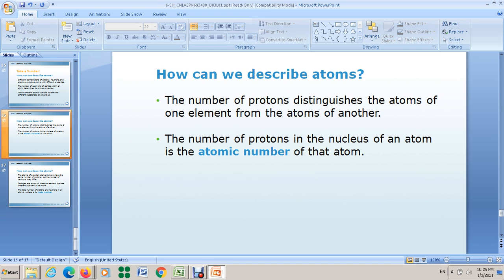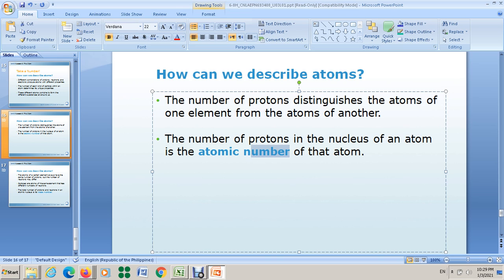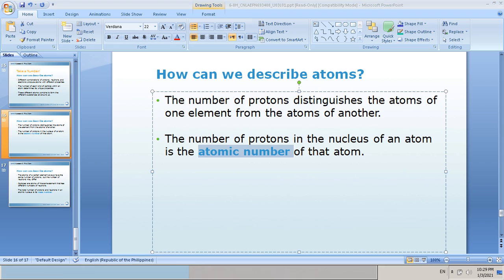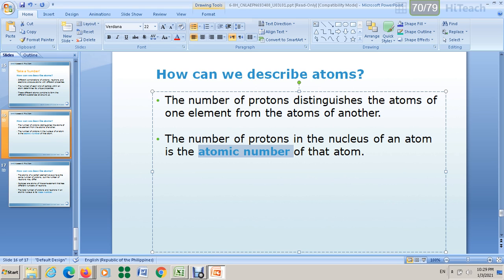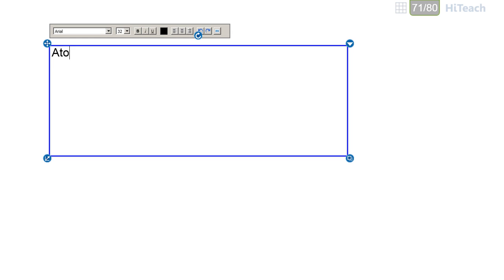We want to discuss this together, to understand the first thing that we use to describe atoms. We want to talk about something called the atomic number. What is the atomic number? The atomic number represents the number of protons in the nucleus. Again, what is the atomic number? It equals the number of protons, equals the number of protons.